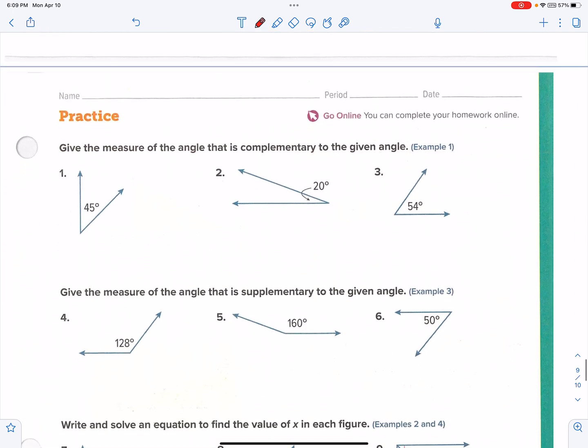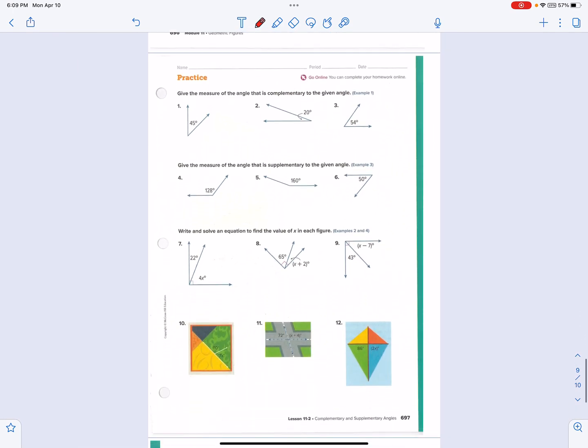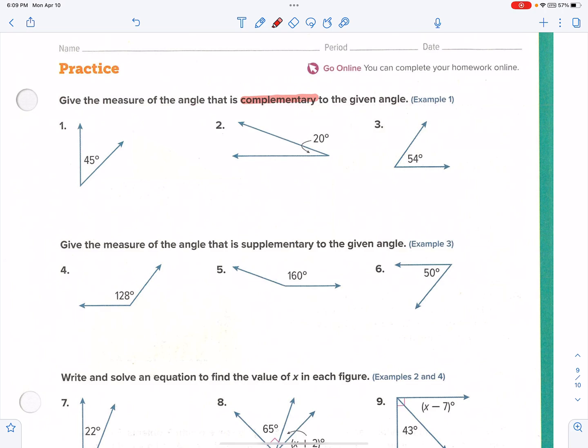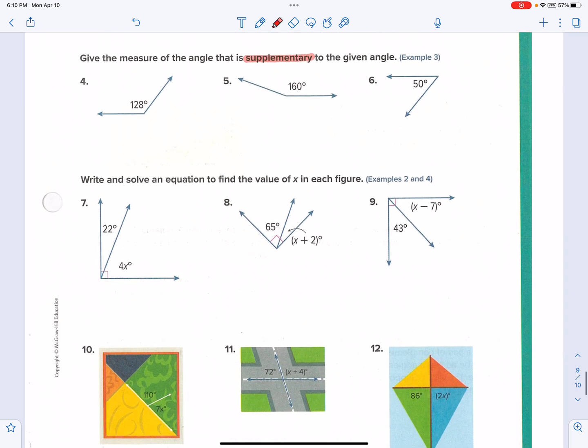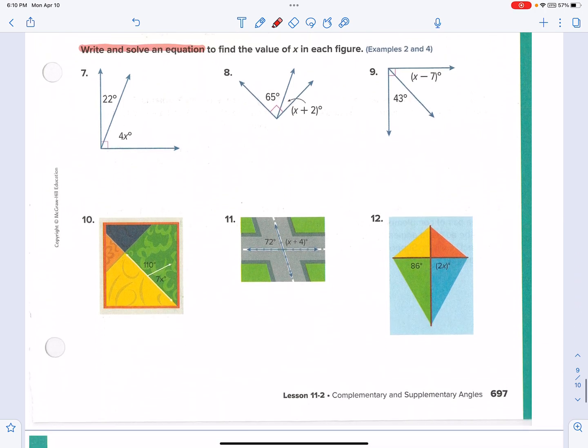All right, you can skip foldables. This is your homework. So go ahead and just pay attention to what you're doing. So complementary are the two adjacent angles that are making corners or 90 degrees. Supplementary make the straight line of 180 degrees. And then they want you to write and solve an equation for those three, as well as 10, 11, and 12. Okay, because they just want the value of x, not the new degree. Because the new degree would be easy. It would just take either 180 or 90 minus the one. They want you to actually solve for x.